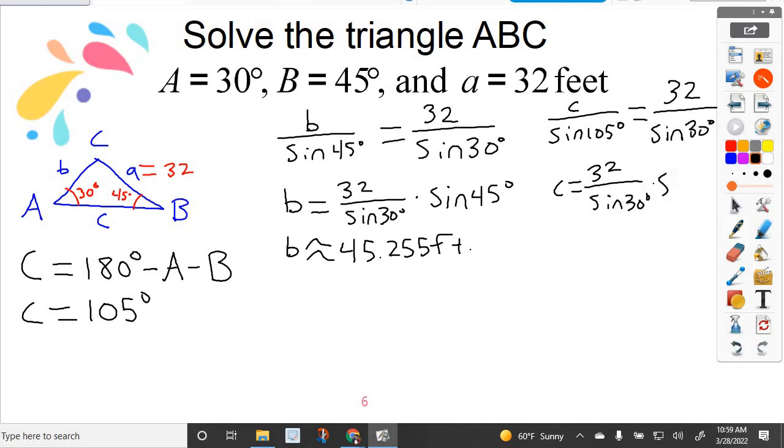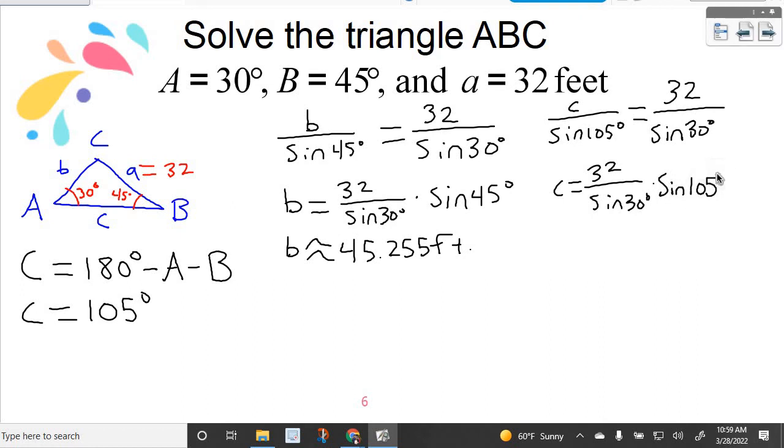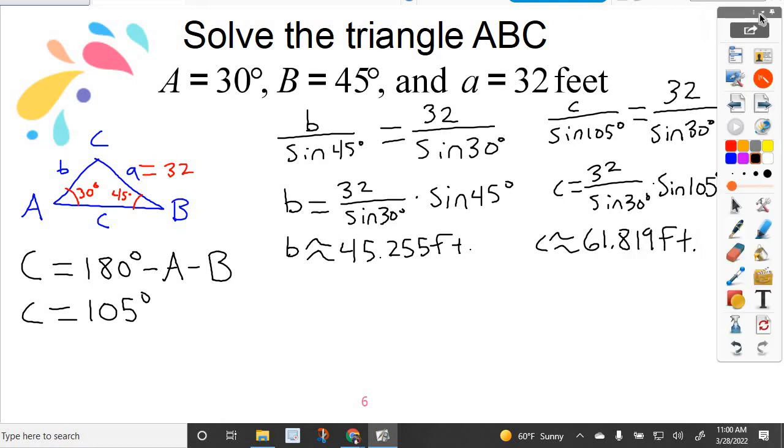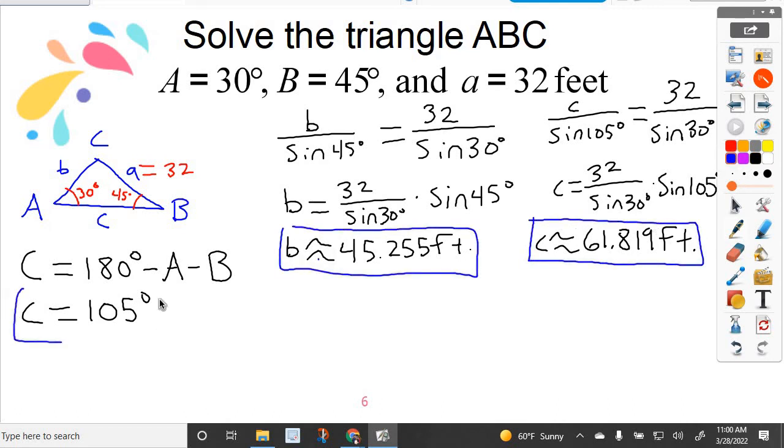What is it? I got 61.819. So we get that c is approximately 61.819. And again, we are in feet. So there are my two sides and our angle.